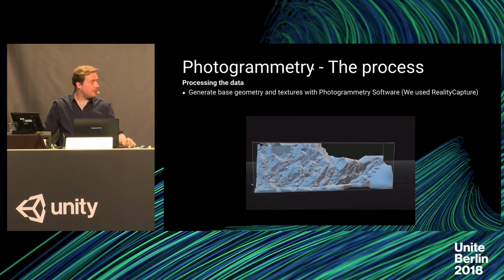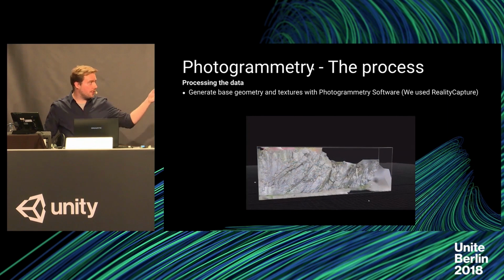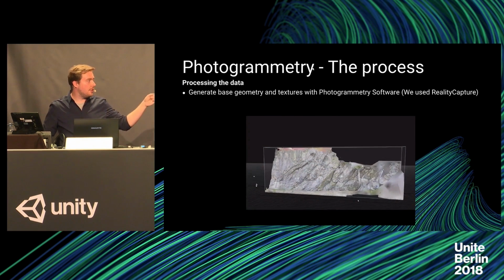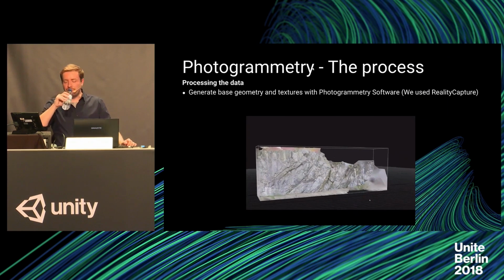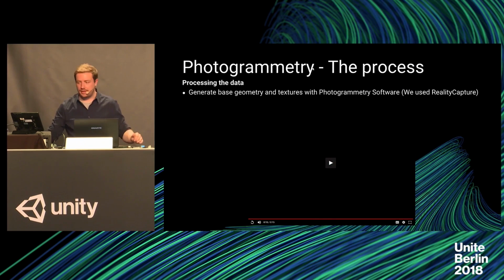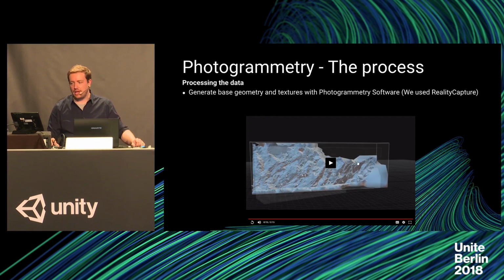Once you have this, you need to generate the geometry using photogrammetry software. Here we are using RealityCapture. First you saw just the geometry, and now it's with the texture. This geometry that you saw here is really heavy. It's not something you want to import in Unity, of course. So there are some extra steps that you need to go through before that.